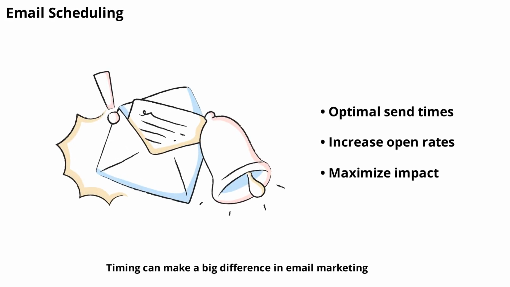Timing can make a big difference in email marketing. Mailchimp allows you to schedule emails for optimal delivery times based on your audience's behavior. This increases the chances that your emails will be opened and read, maximizing the impact of your campaigns.